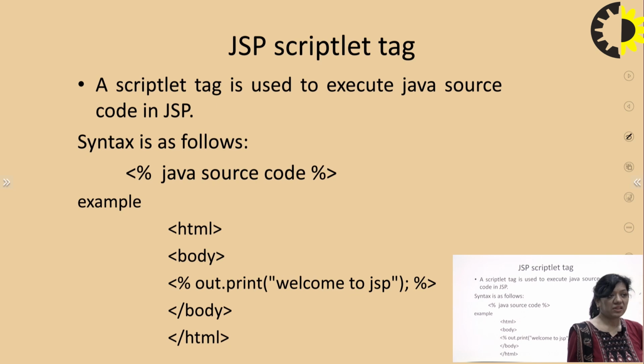Now the JSP scriptlet tag. The scriptlet tag is used to execute Java source code in JSP. The syntax is Java source code, and here I have written in the body tag out.print welcome to JSP. So if we want to execute any source code in a JSP page, only at that time we will use the Java scriptlet tag.